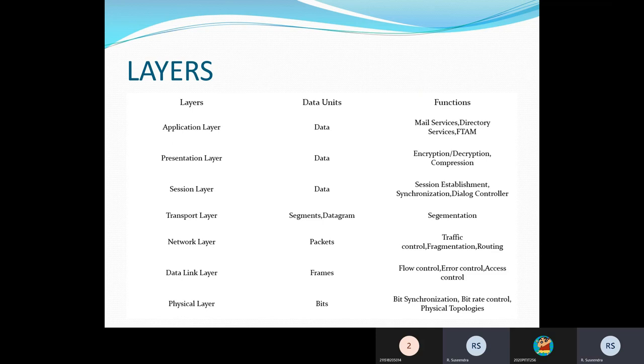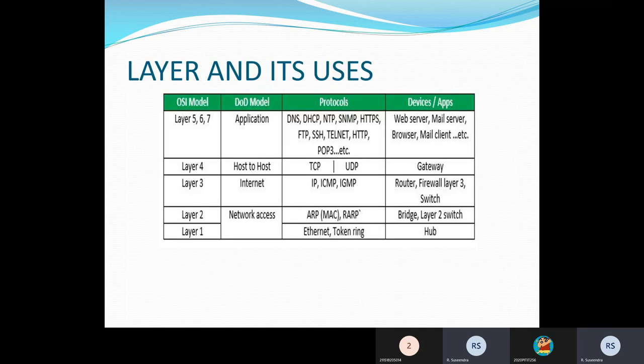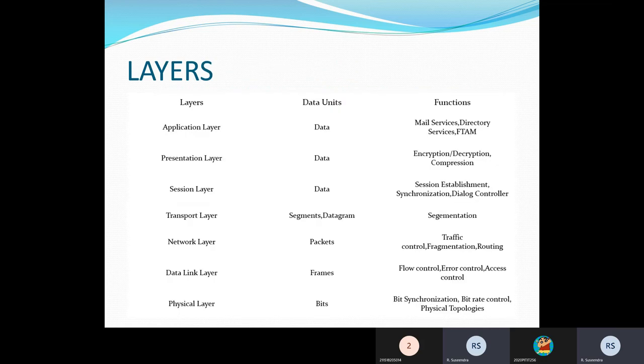So this is the layer model in a summary way. But every layer has its own set of protocols, own set of rules, and technology used inside it. Physical layer, data link layer, transport layer, network layer, session layer, presentation layer, application layer. In every layer, we have certain rules. So these are the layers and their uses. Every layer has its own rules and its own way.